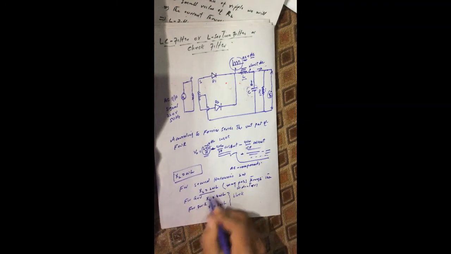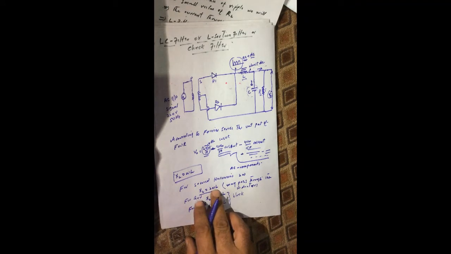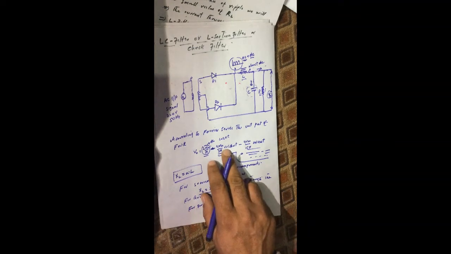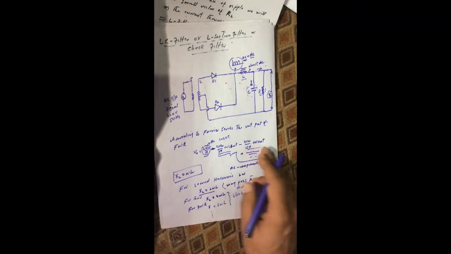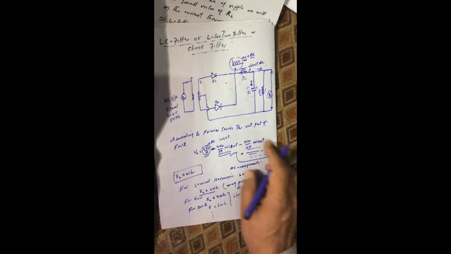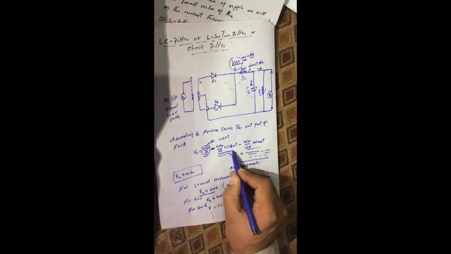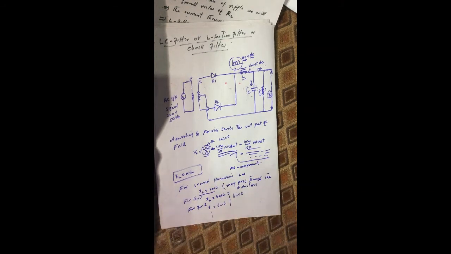Because the inductive reactance is smaller for the second harmonics. So the inductor offers a small resistance to this part, while it offers high resistance to the other higher terms. So these terms will be blocked by this inductor, and there is a possibility that this term may pass through the inductor.